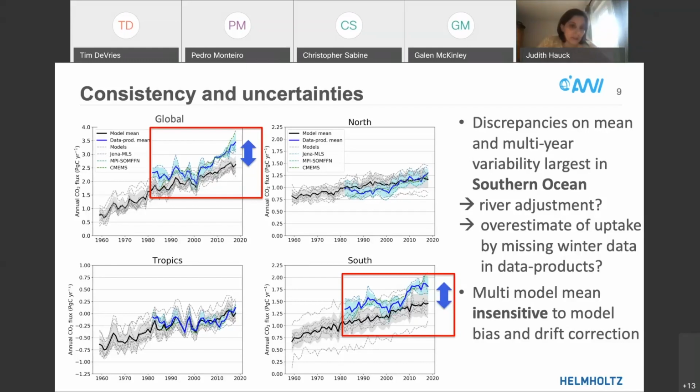The second point that could explain that is a potential overestimation of the CO2 uptake in the data product estimates. This has been shown in principle by Seth Bushinsky et al.: the missing winter data in the data products lead to a too large uptake estimate. And the last point that I would like to make here is that, yes, of course the models do have biases and drift, but we do correct for that, and we can show that the multi-model mean is very insensitive to these biases and drifts. Regional distribution and variability, that's a different story, but I do think the models get the global mean pretty well. Thank you.